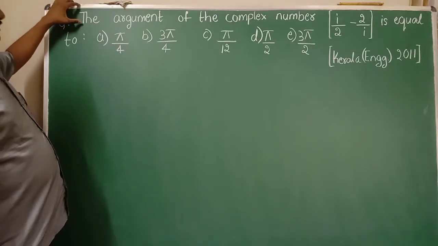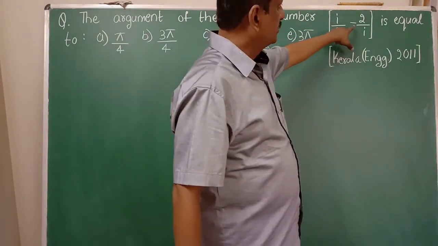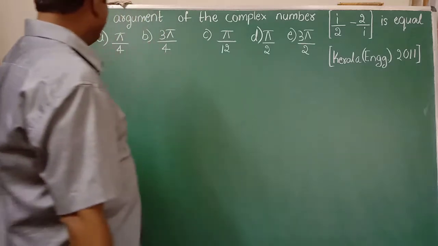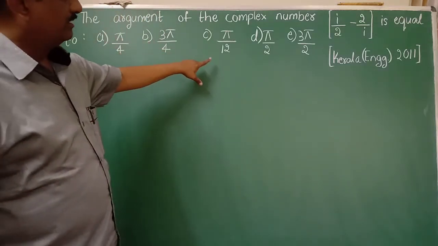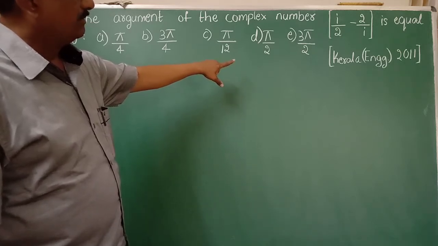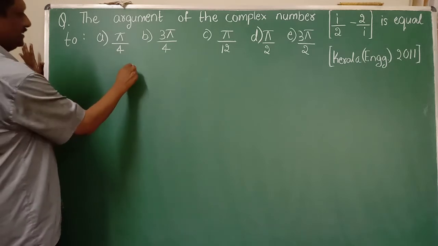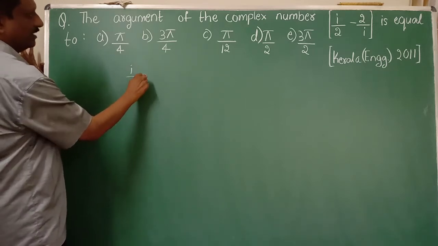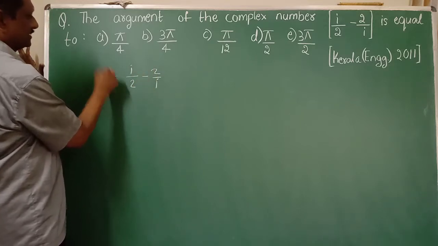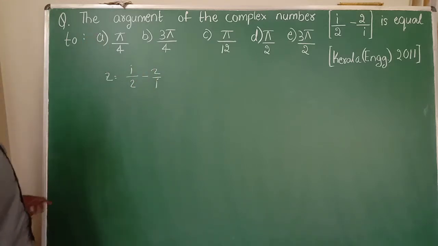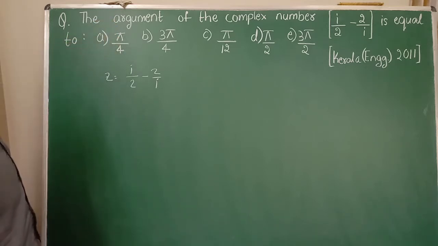The argument of the complex number i divided by 2 minus 2 upon i is equal to: the options are pi by 4, 3 pi by 4, pi by 12, pi by 2 and 3 pi by 2. Okay. So the given complex number is i divided by 2 minus 2 divided by i. Take this as the complex number Z. Here we want the amplitude or argument, both are the same.